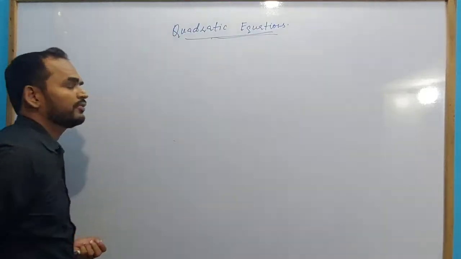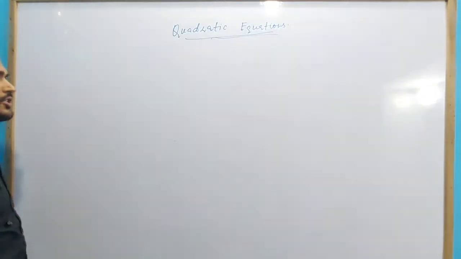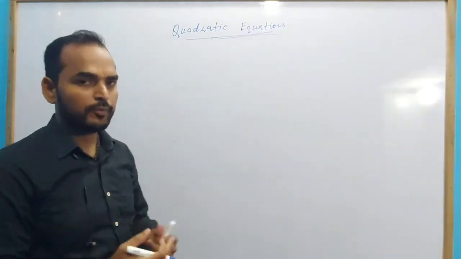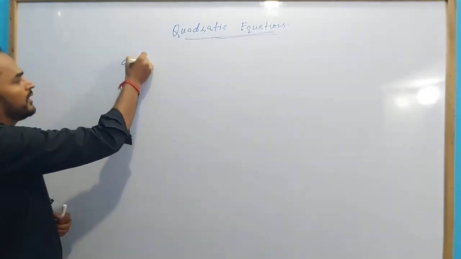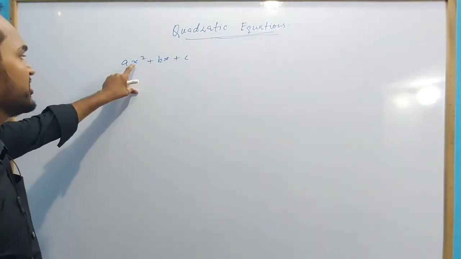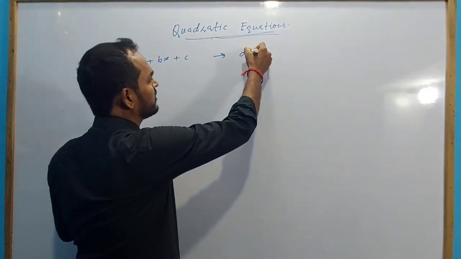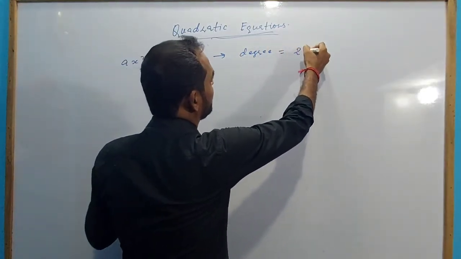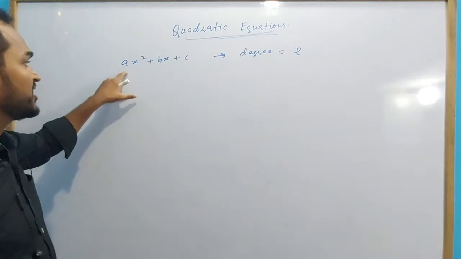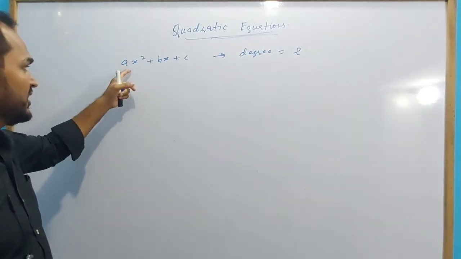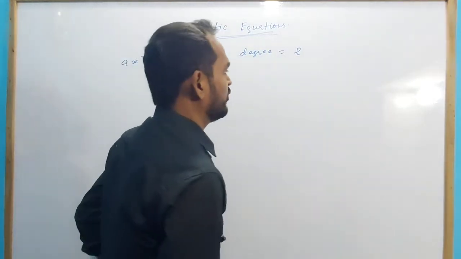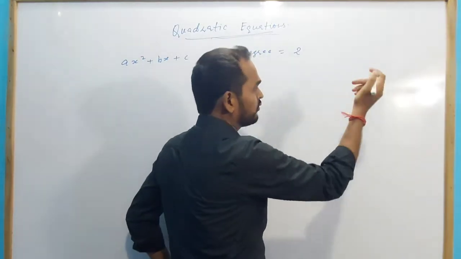So dear students, first of all, we should know about quadratic expression. Any expression, any polynomial whose degree is 2 is said to be a quadratic expression. For example, ax square plus bx plus c is a quadratic expression because its degree is 2. And what is degree? Degree is the highest power of the variable in a polynomial. So first of all, make sure that it's a polynomial, and then see the degree. The degree is 2, therefore it will be a quadratic expression.